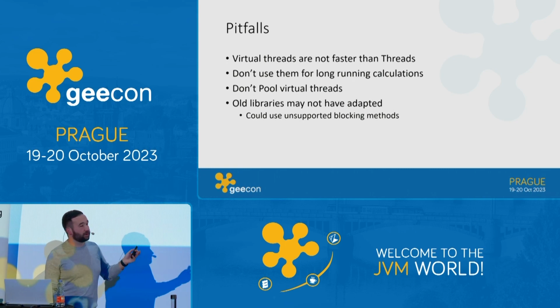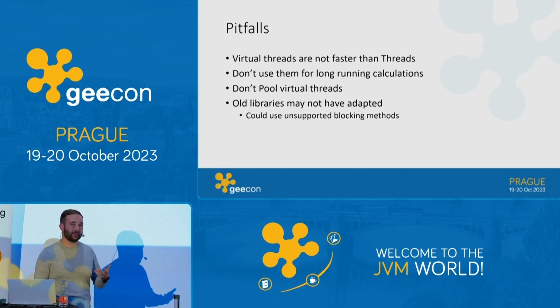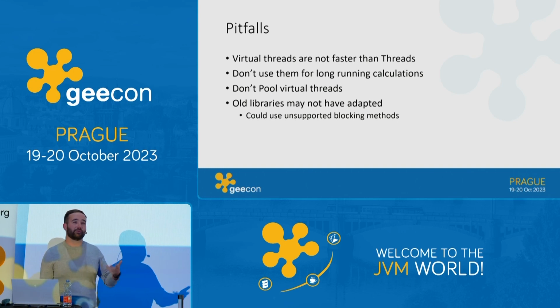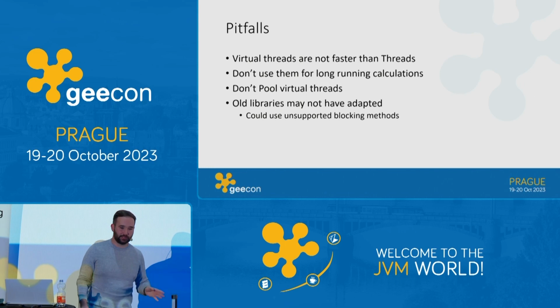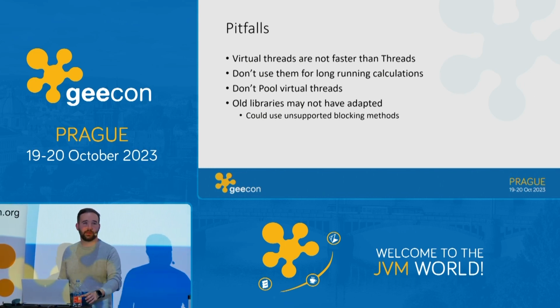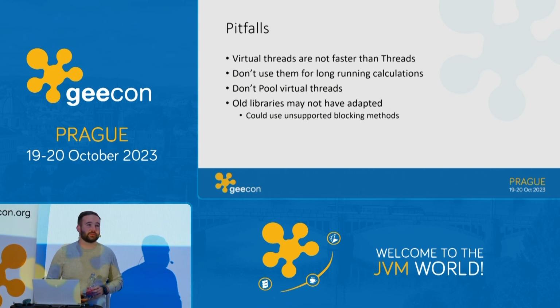And of course, you don't want to pool your virtual threads. Because they are so cheap to create, you really just want to create them when you need to, and discard them when they are done. They are really that cheap. So pooling them is really becoming an anti-pattern. And of course, some old libraries may still use the unsupported methods. So that's also something you have to watch out for.